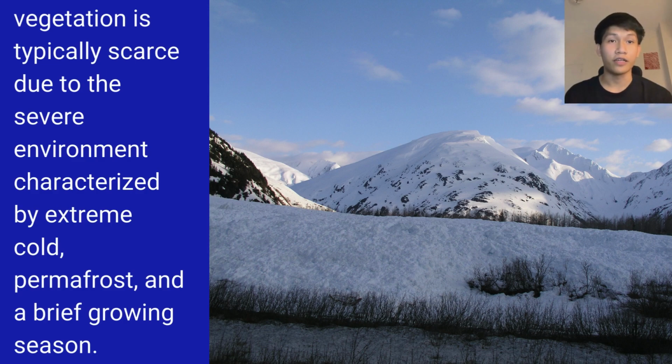Vegetation is typically scarce due to the severe environment characterized by extreme cold, permafrost, and a brief growing season. Tundra vegetation such as mosses, lichens, dwarf shrubs, and hardy grasses predominates in these regions. Trees are rare, mainly found in slightly milder areas along the southern edges of the polar regions, where some small shrubs or stunted trees may grow. Overall, the plant life in polar climates is well adapted to withstand the harsh conditions prevalent in these areas.